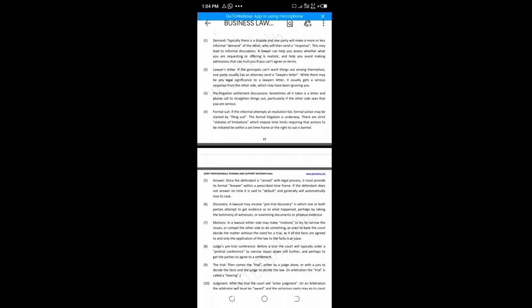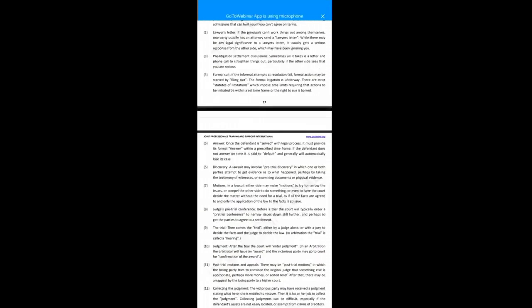But if that fails, the trial will commence, and the judge can decide the trial or with a jury to decide the facts and also decide the law. And a trial can also be called a hearing. Judgment. After the trial, the court will enter judgment. In arbitration, the arbitrator will issue an award, and the victorious party may go to court for confirmation of the award.